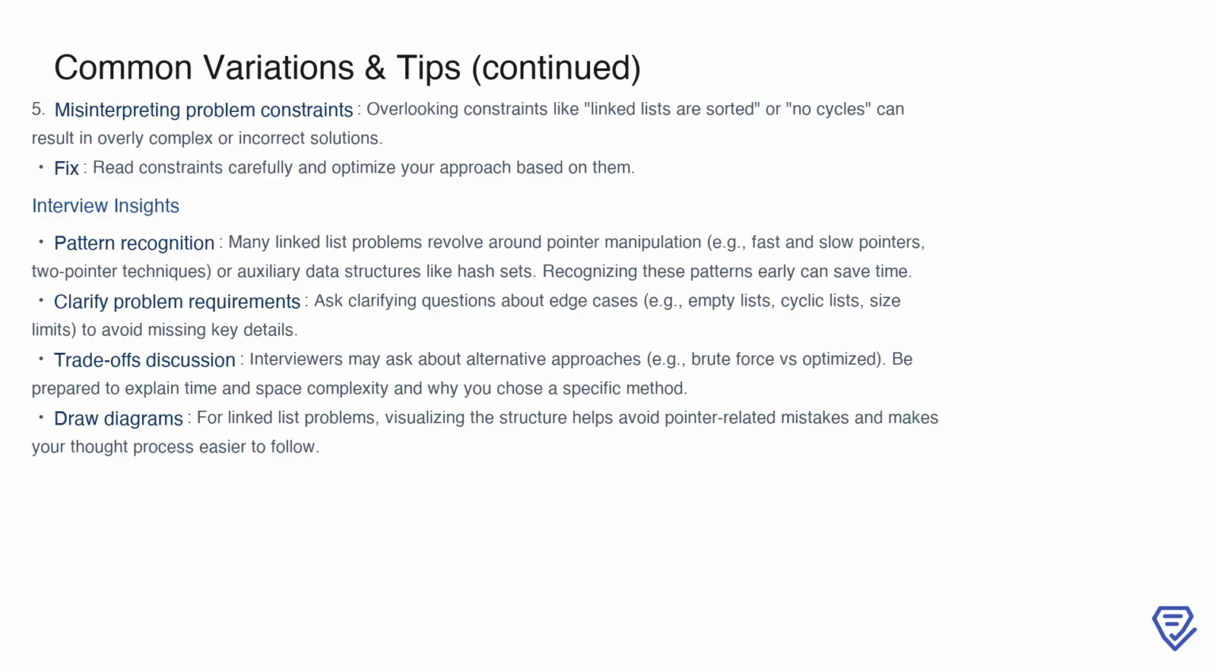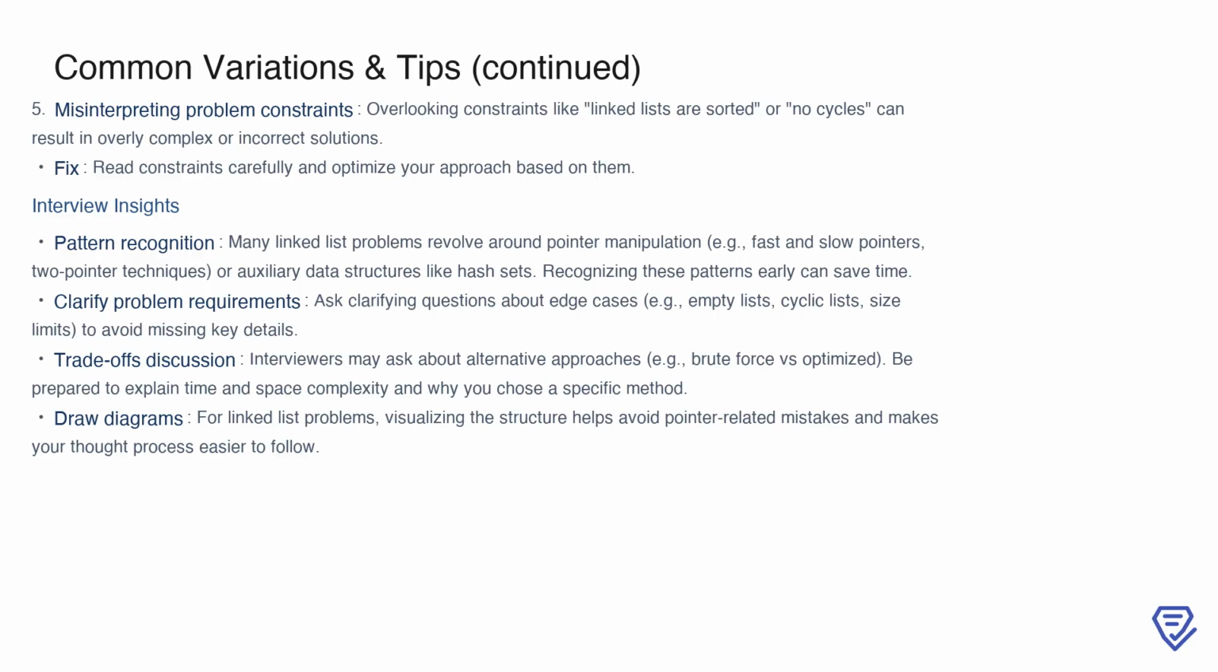Speaking of interviews, there are a few strategies that can help. First, recognizing patterns in linked list problems, such as the use of fast and slow pointers or leveraging hash sets, can save you a lot of time. Next, don't hesitate to clarify requirements, particularly edge cases like empty lists or cyclic structures, to ensure you fully understand the problem. Be ready to discuss trade-offs as well. Interviewers often appreciate when you explain why you chose a specific method and how it compares to alternatives in terms of time and space complexity.